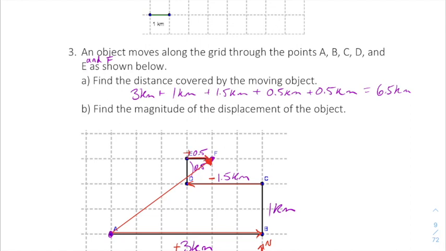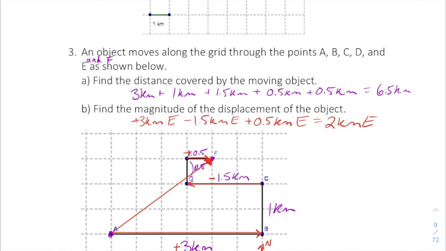So we have plus 3 kilometers east minus 1.5 kilometers east plus 0.5 kilometers. So that will give us a total, that's east. So we get a total for the east-west direction. We get a total of 2 kilometers east.